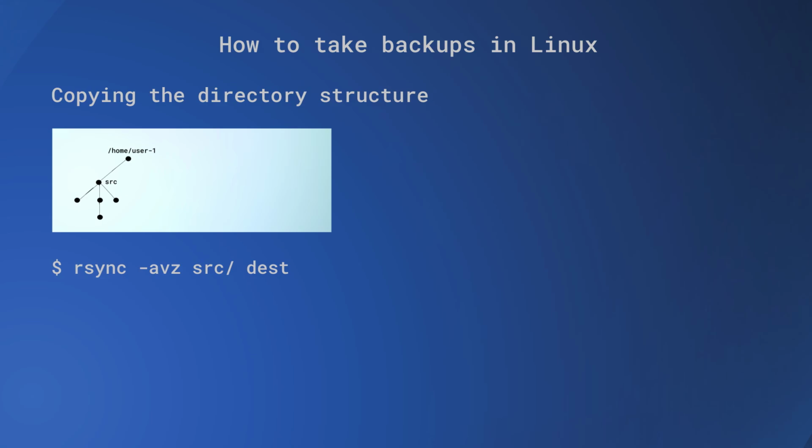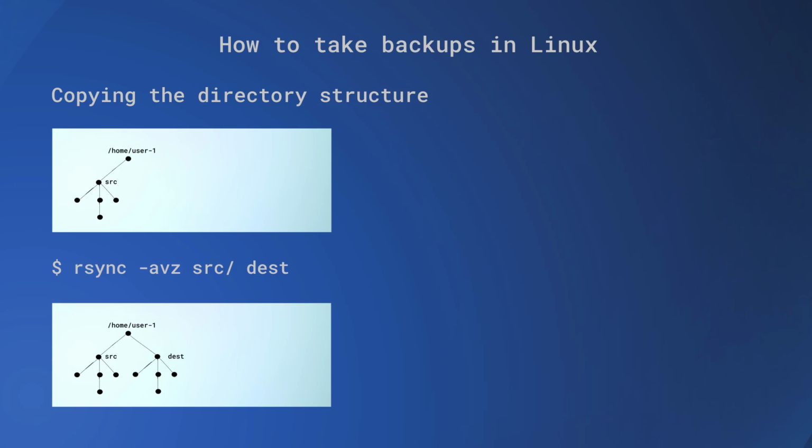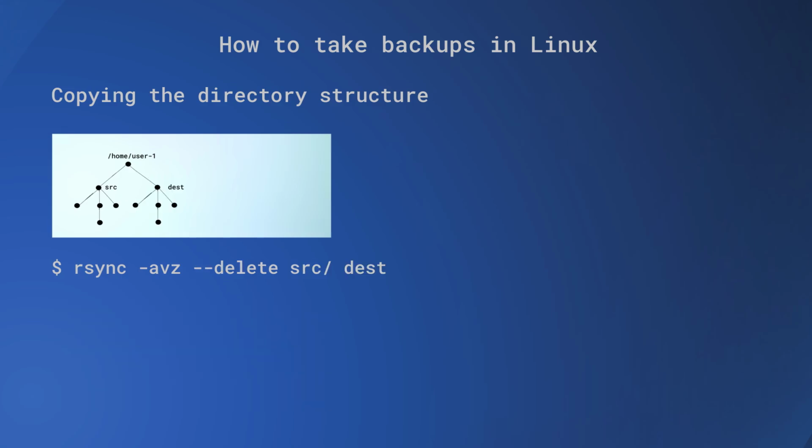Normally, we do not wish to copy src under dst. We want to copy contents of src under dst so that dst is a copy of src. We can slightly modify the rsync command, add a slash after src, signifying the contents of src, and the job is done.